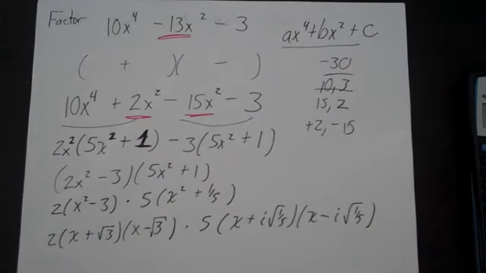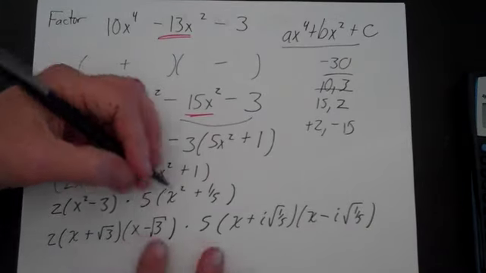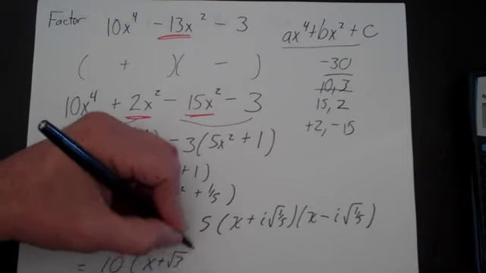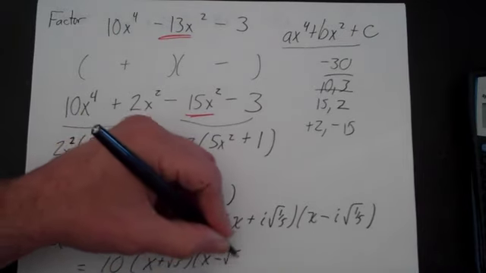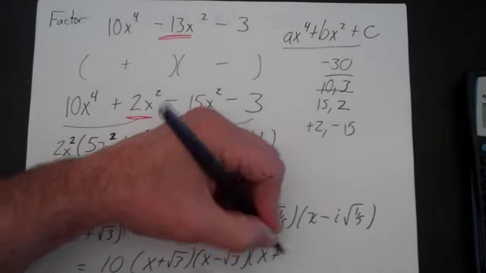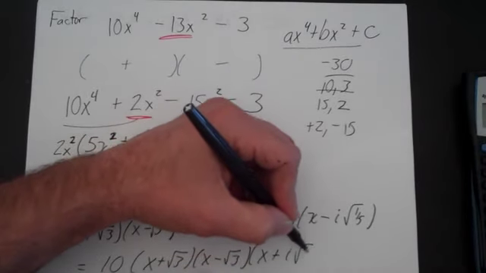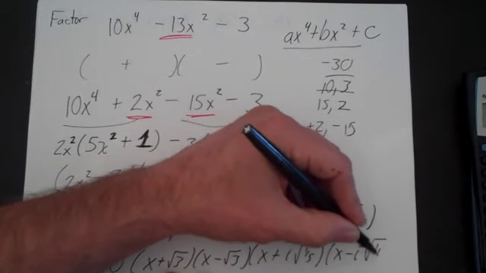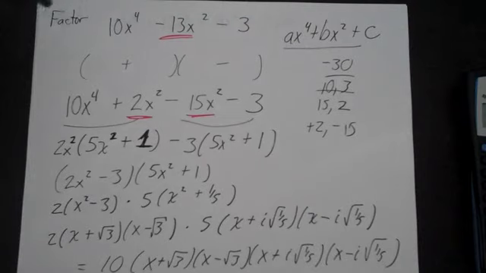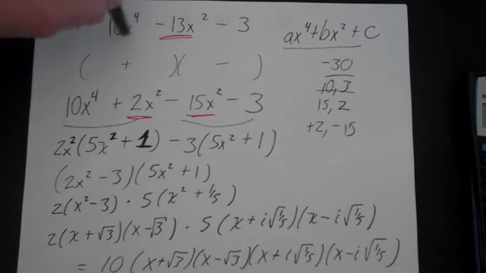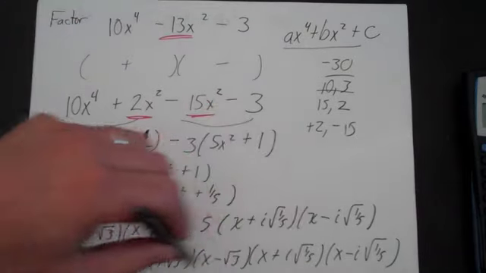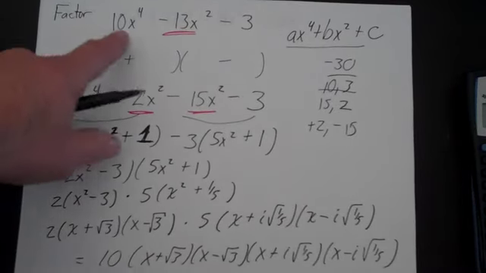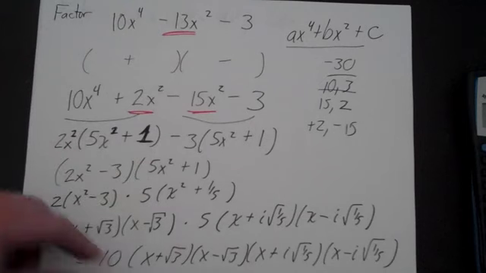I just need to rewrite the answer. That's 5 times 2 is 10. x plus root 3, x minus root 3, x plus i root 1/5, x minus i root 1/5. We might notice something. In our original problem, our degree was 4, and we end up with 4 linear terms. And in our original problem, our leading term was 10, and our leading term is 10.